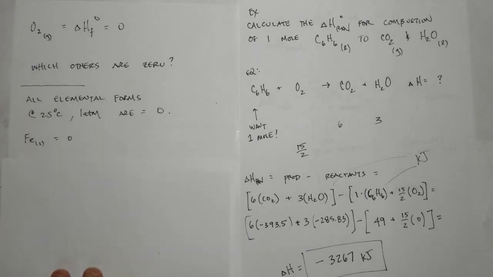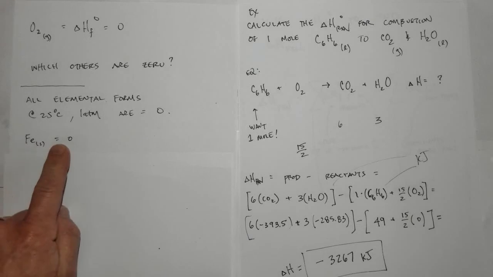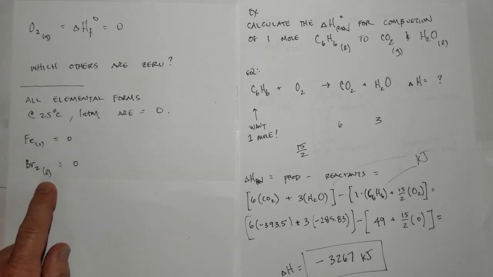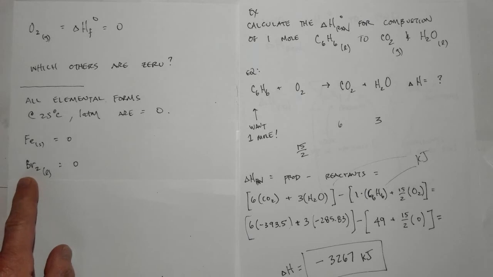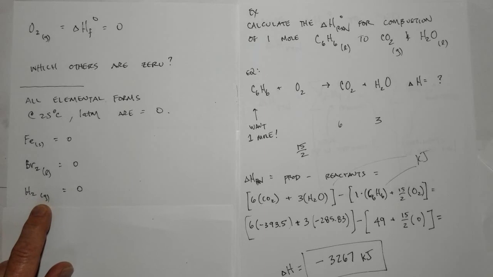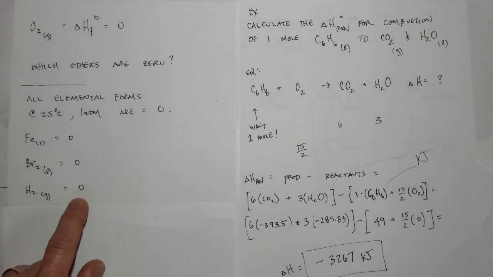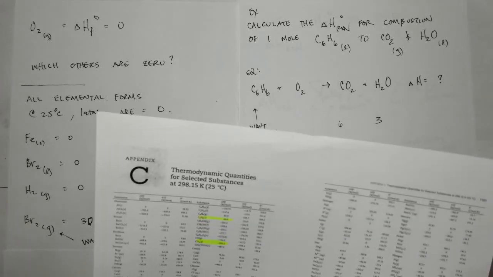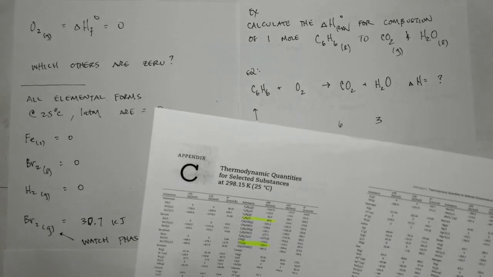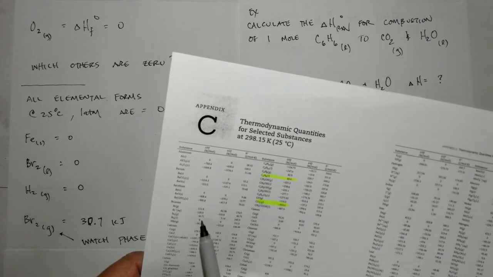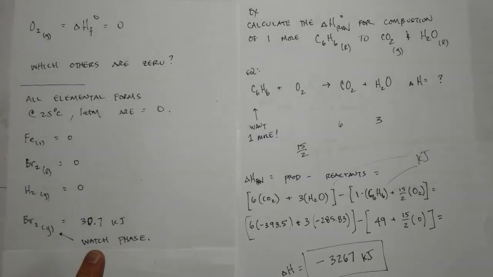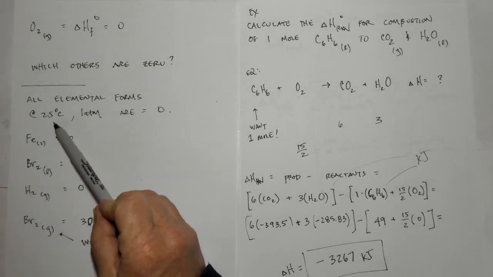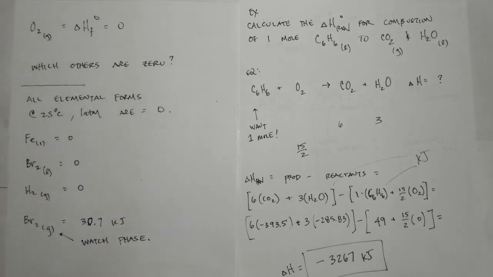So what does elemental form mean? Well, if it's iron in its solid form, it's 0. If it's bromine in its liquid form, it's 0. Notice it's diatomic too, because that's how it exists in its elemental form. Hydrogen in its gaseous form is diatomic, and its enthalpy of formation is 0. But be careful, because bromine in its gaseous form, Br2 gas, has an enthalpy of formation of 30. So watch the phase and make sure you know the phase of matter it would be in at 25 degrees Celsius.